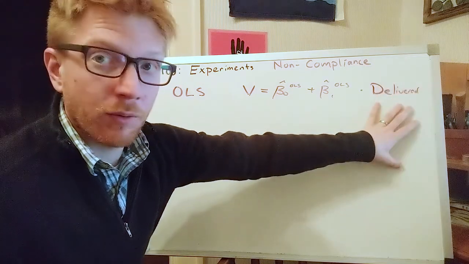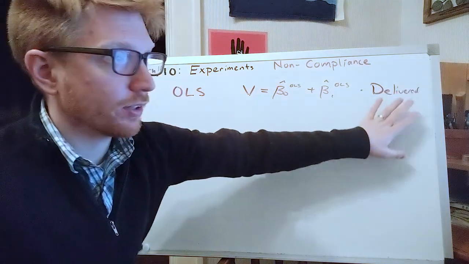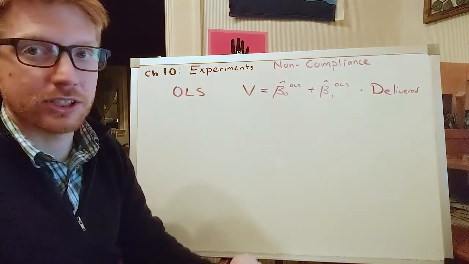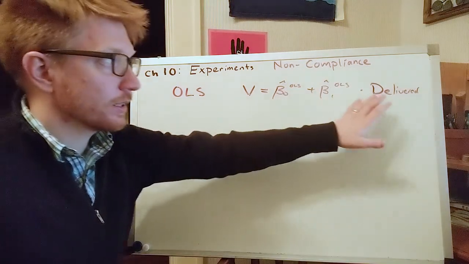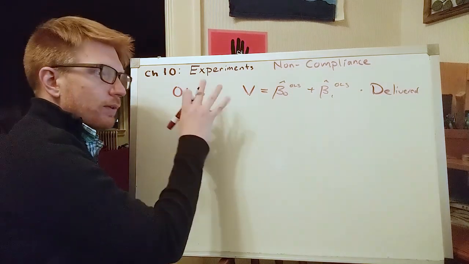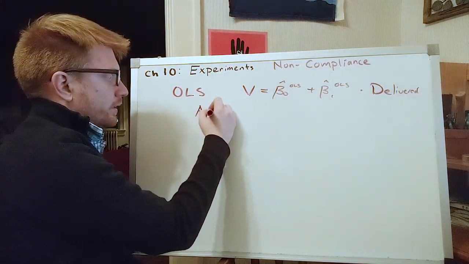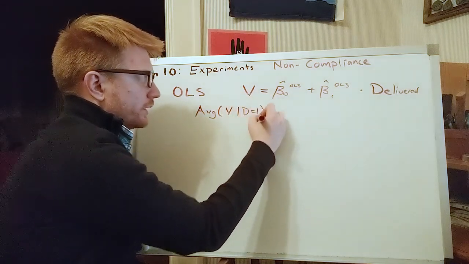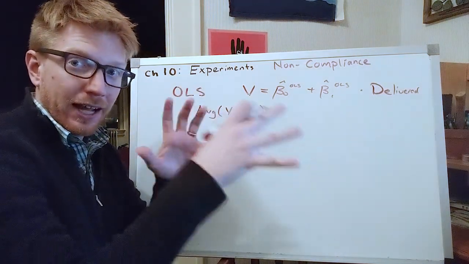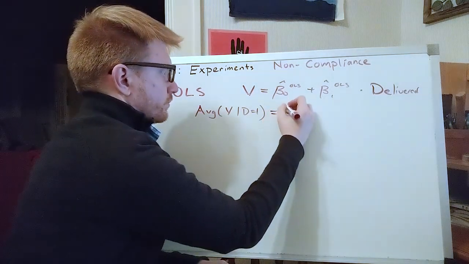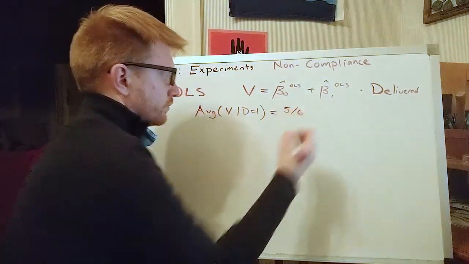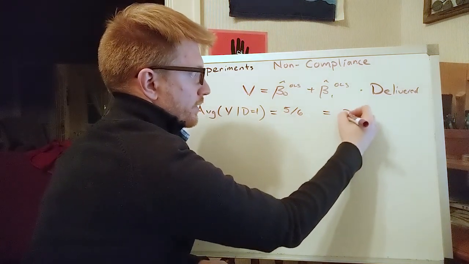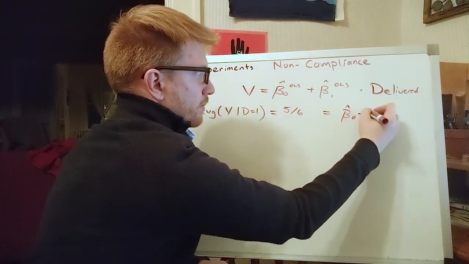So when delivered equals 1, there are 6 values where there was an actual conversation. Of those 6, 5 of them actually voted. So the average vote when delivered equals 1 is 5 out of 6, and this is beta 0 plus beta 1.